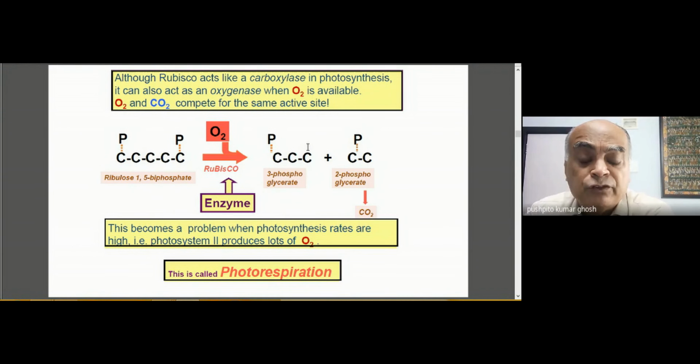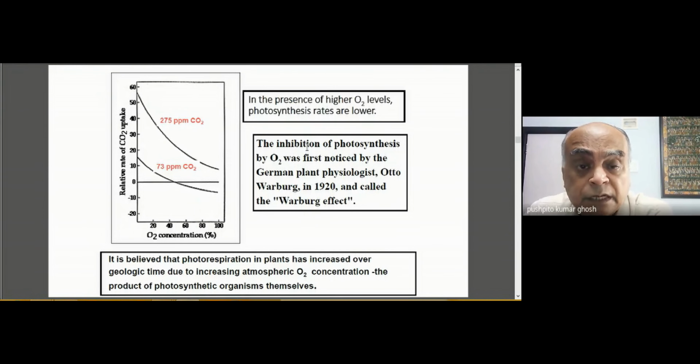The photorespiration might become a very dominant player as compared to photosynthesis. Now, we'll see over here what kind of an effect it can have. This effect was actually discovered in 1920 by this German plant physiologist Warburg. He's the one who discovered it, and therefore it's known as the Warburg effect.